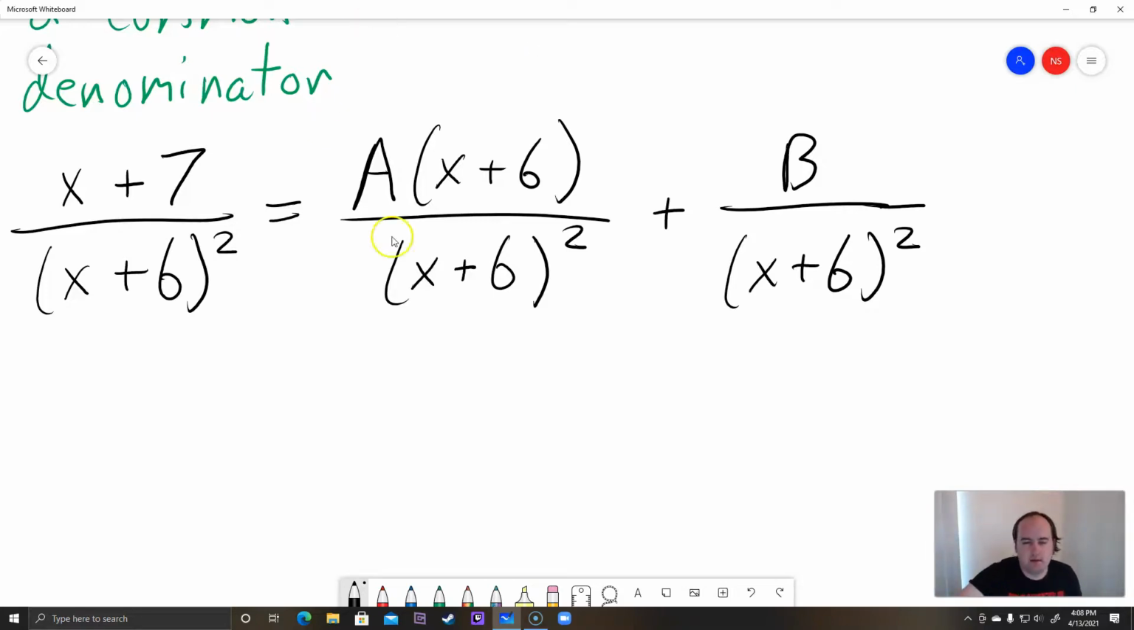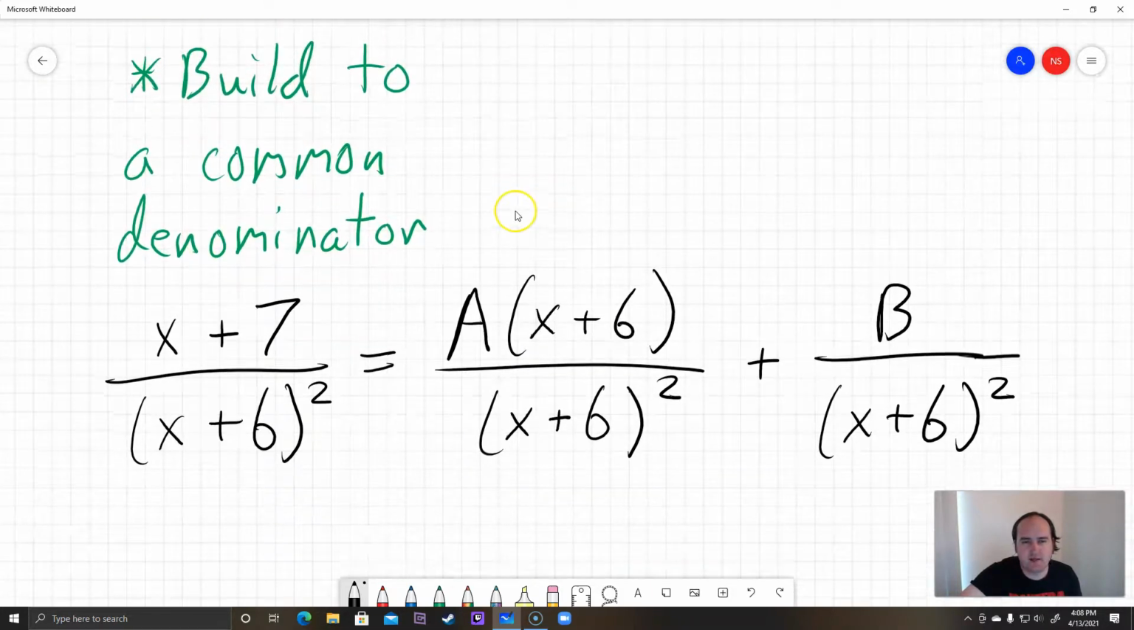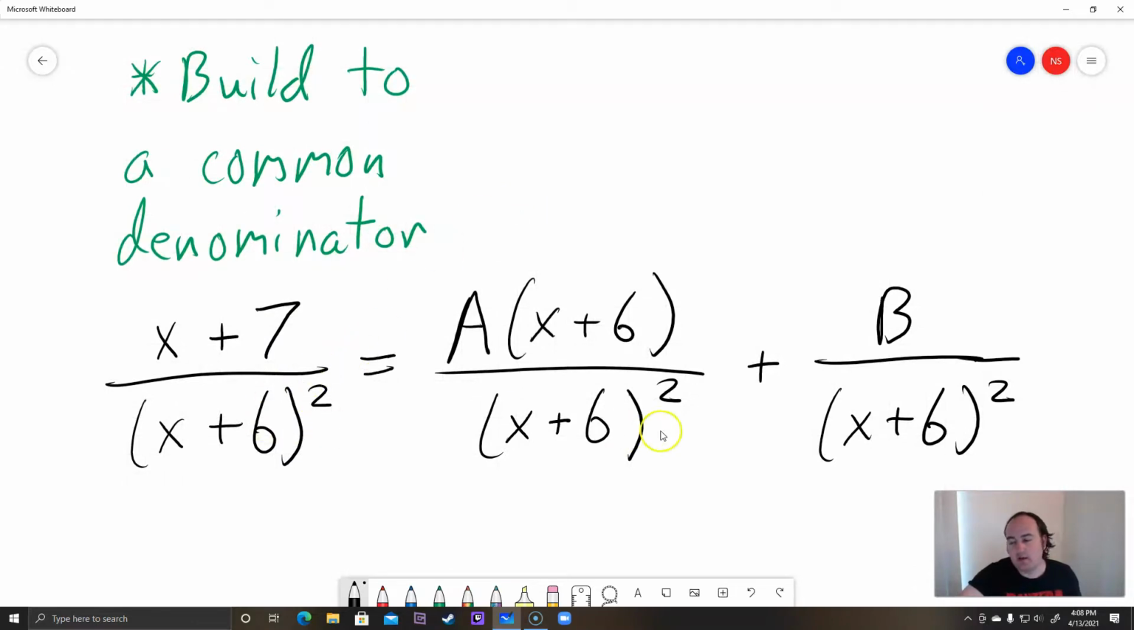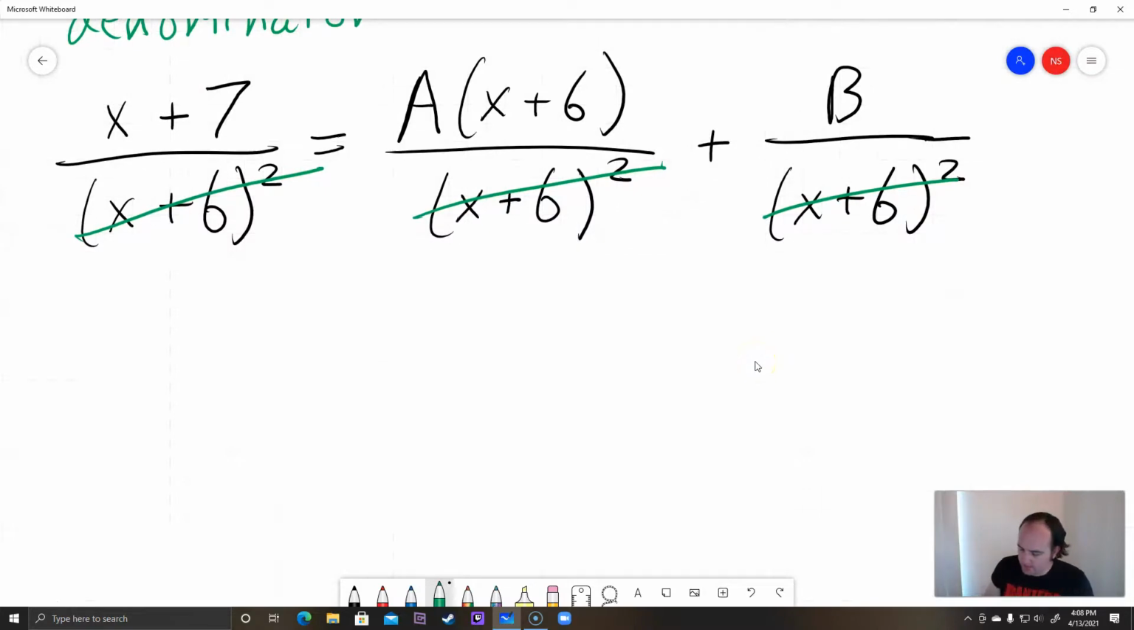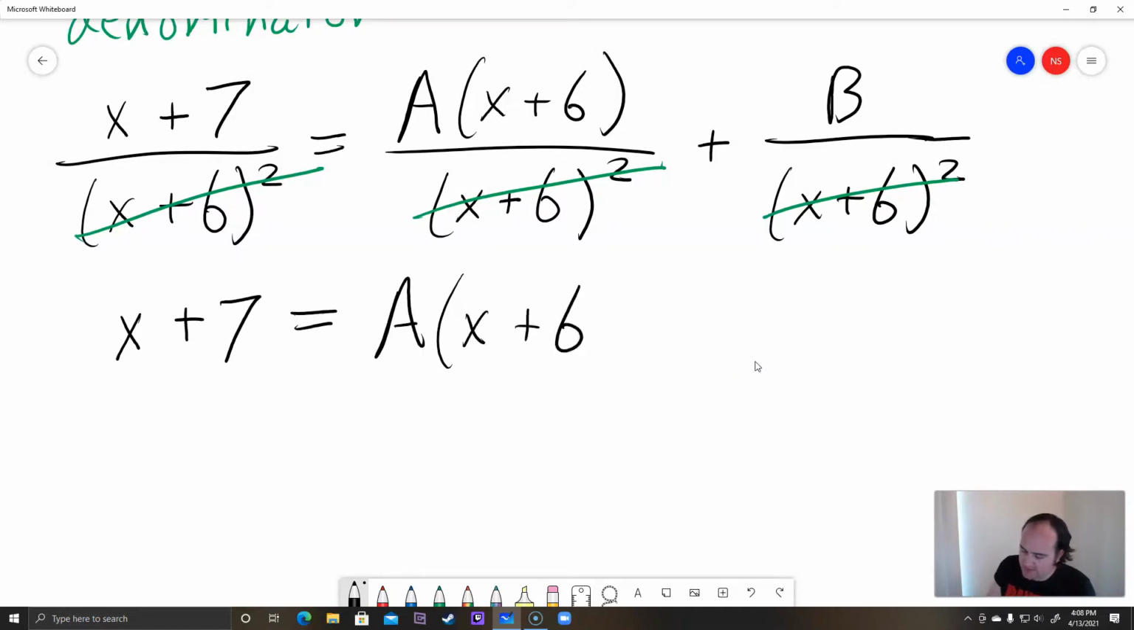Alright, and then the rest of it is just like the last problem. So once you build them to a common denominator, what do you do next? Well, because they all have the same denominator, you can multiply both sides by that denominator, and that just means you cross out all the denominators. So all of these just cross out because they're all the same. That gives us no more fractions, which is nice. So we have x plus 7 equals a times the quantity x plus 6 plus b on the right side.